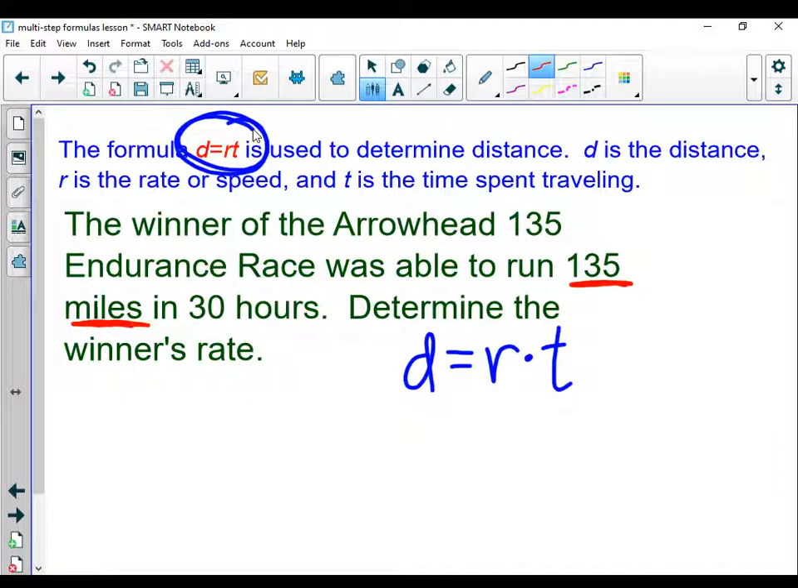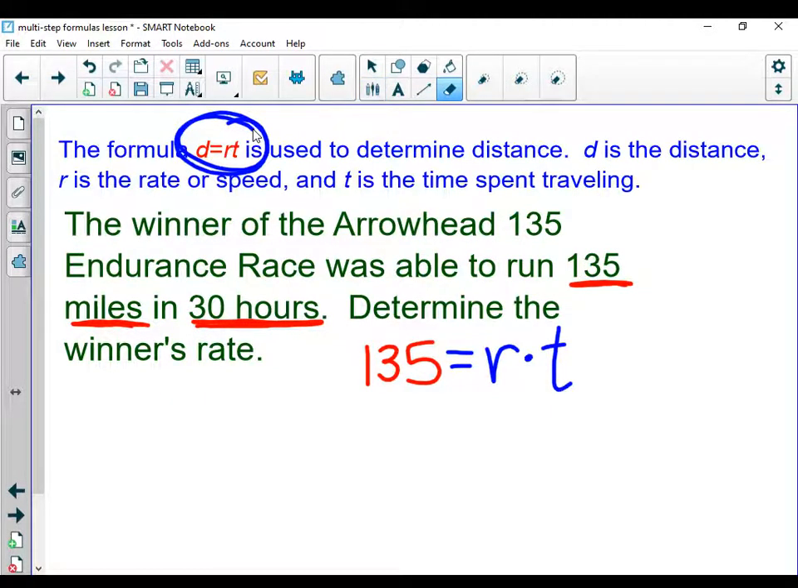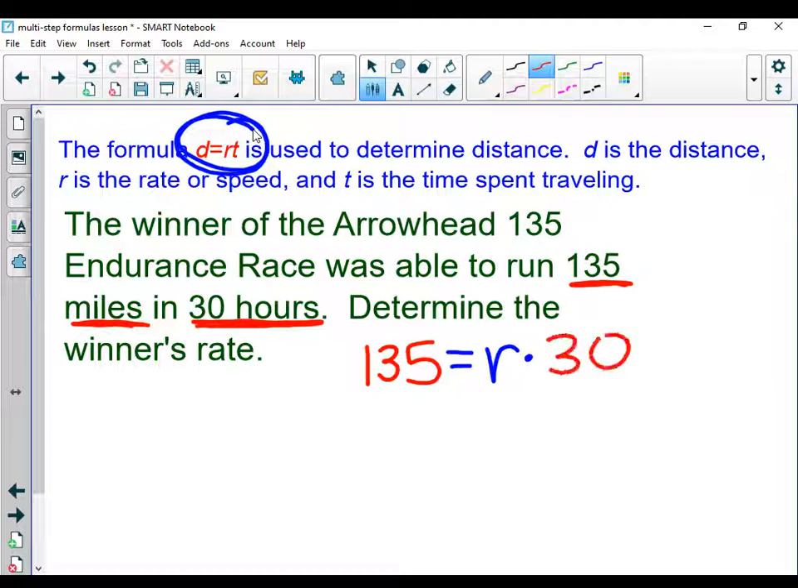So it's a little easier for me to erase, but you still can. Take out the D, put in 135. And then you can take out time because it says that he did it in 30 hours. Literally take out the T. I know it looks easier for me. And put in the 30.